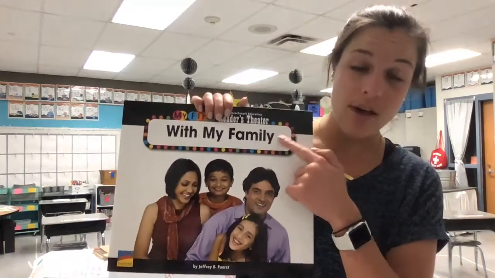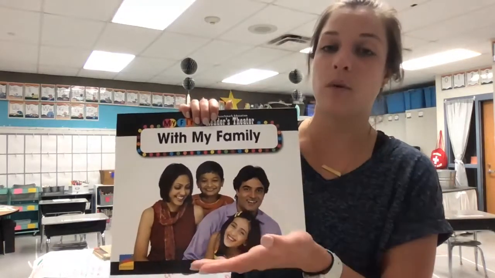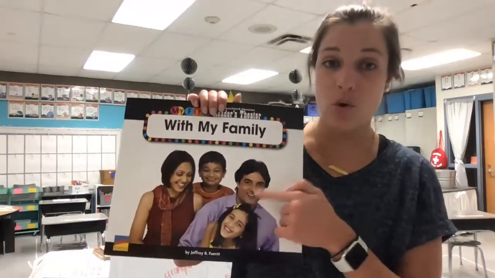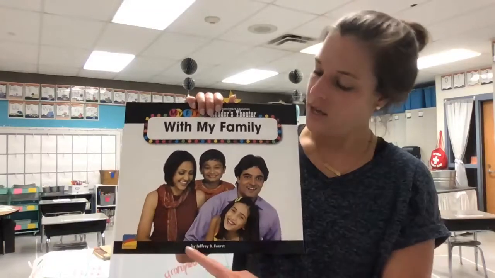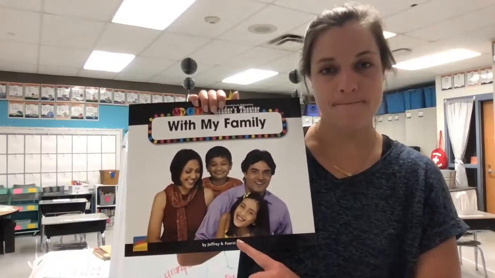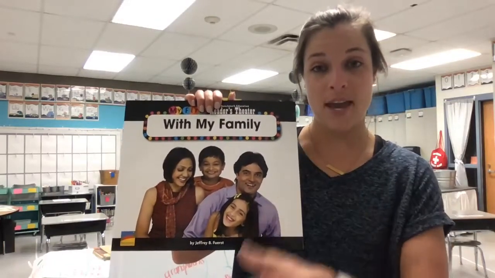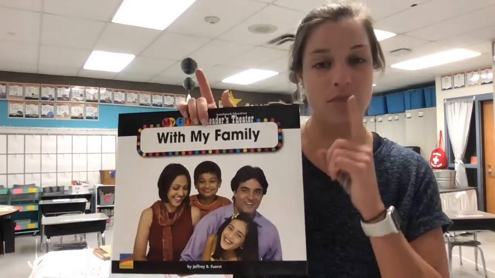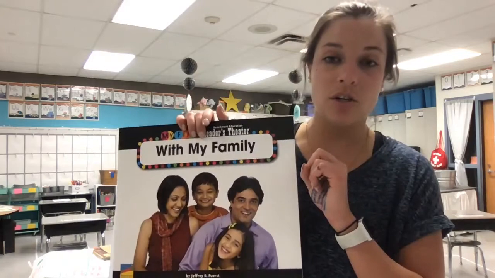What do we call the words on the front cover? The title. The title tells us what the story is going to be about. What matches the title? The picture or the photograph. And whose names are down here? The author and the illustrator. What does the author do? Write the words. What does the illustrator do? Draw the picture.